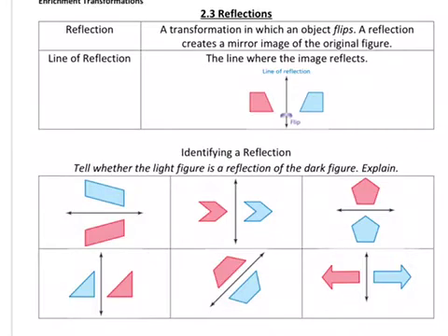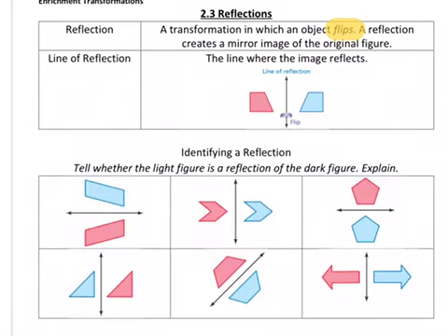Today we're learning about reflecting as one of our transformations. A reflection is when an object flips. It creates a mirror image of the original figure. You guys have learned the term of flipping for years now, and now it's time to use those 8th grade words and start using the term reflection.